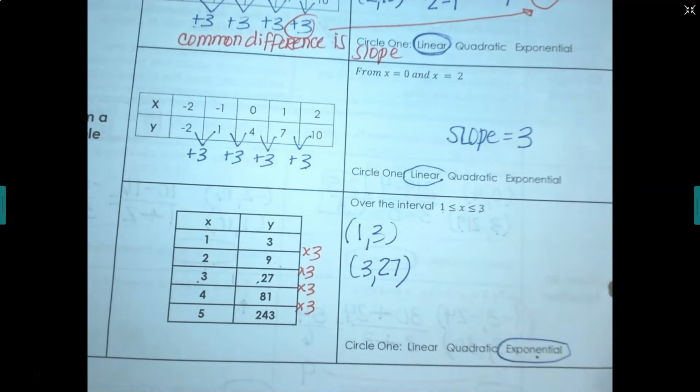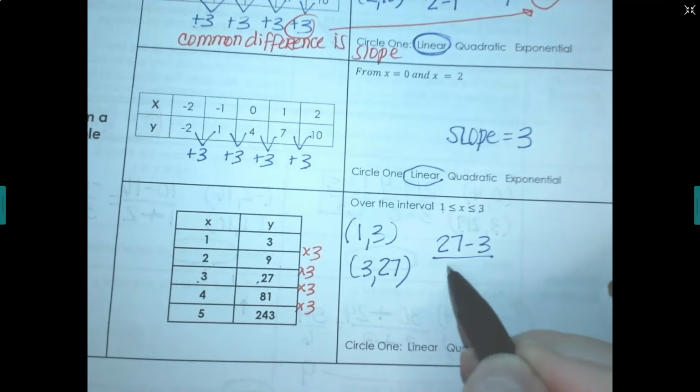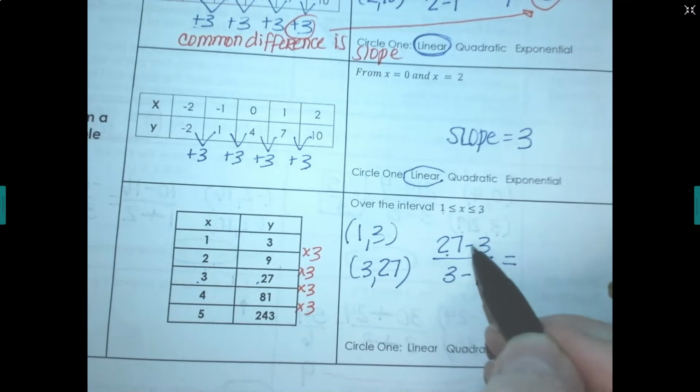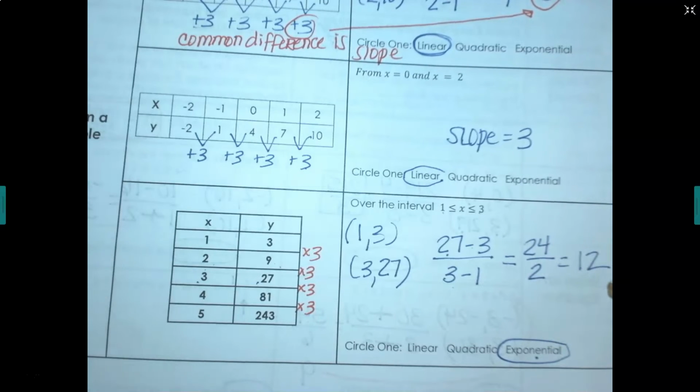I have my 2 points, so I'm going to use my formula. y minus y divided by x minus x. Now 27 minus 3 is going to be 24. 3 minus 1 is 2. This will simplify to 12.